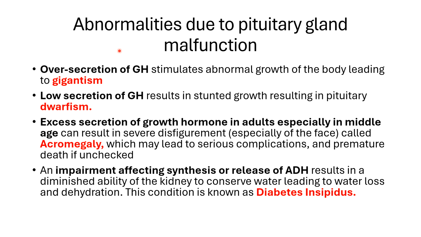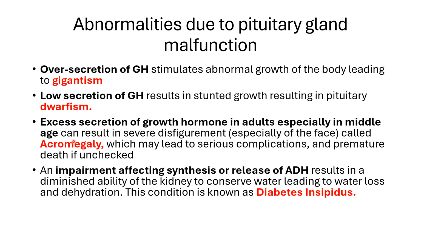Now look into the abnormalities due to pituitary gland malfunction, that is, what will happen if the pituitary gland secretes a hormone in either excess or low concentration. First, let us look at the growth hormone. If growth hormone is oversecreted, what will happen? Abnormal growth of the body, and this is called gigantism. And if it is secreted in low amount, it will result in stunted growth, and it is called dwarfism.